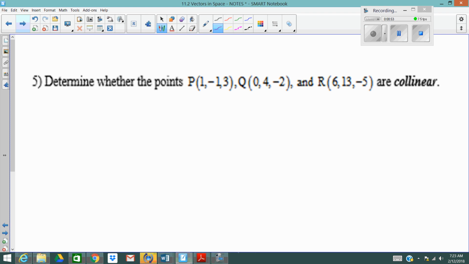All right, and our last question: determine whether the points P, Q, and R are collinear. So we're going to determine if the vectors PQ, QR, and PR are parallel. It's essentially what this is asking us to do. So you do not need to plot these points, but I want to show you how to plot a point in the three-dimensional space.